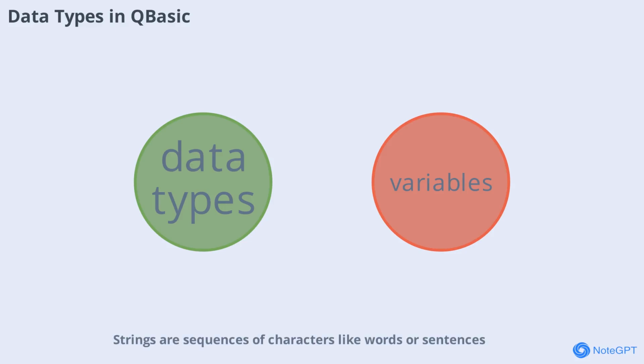Strings are sequences of characters like words or sentences. Understanding data types is important because it helps you choose the right kind of variable for your data. QBasic automatically determines the data type based on how you use the variable, but you can also specify it using a special symbol. Knowing how to work with different data types makes your programs more versatile.